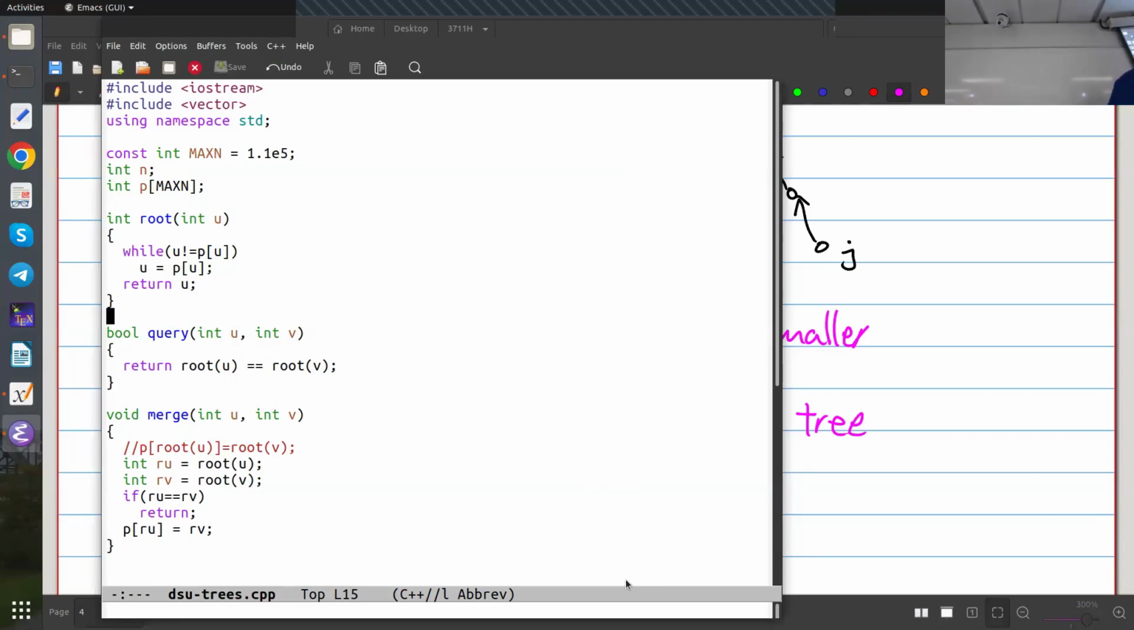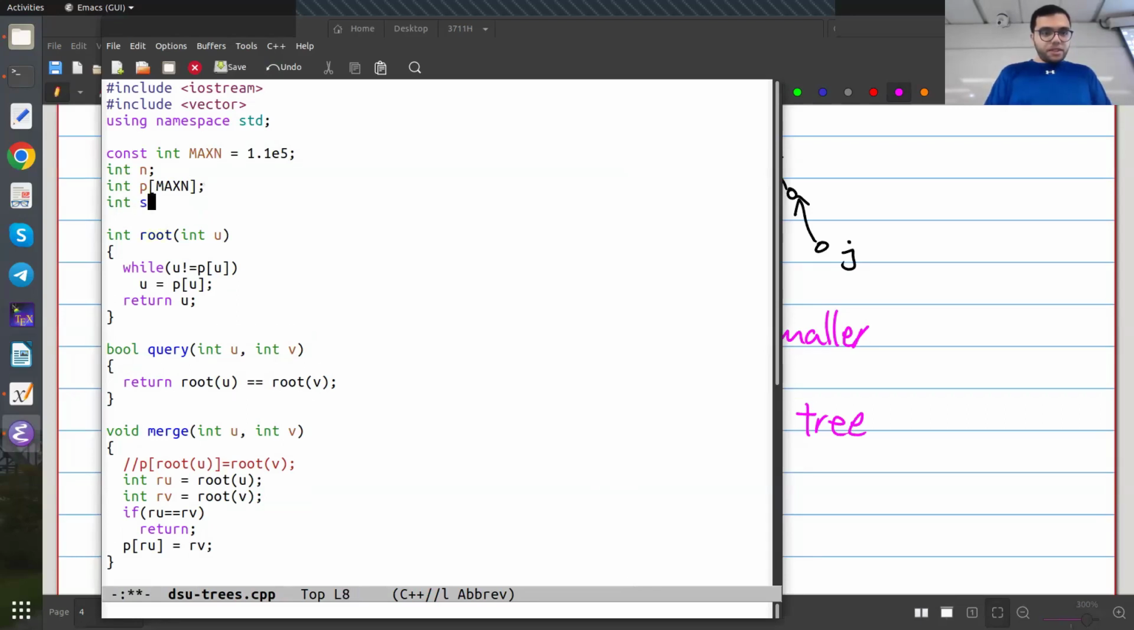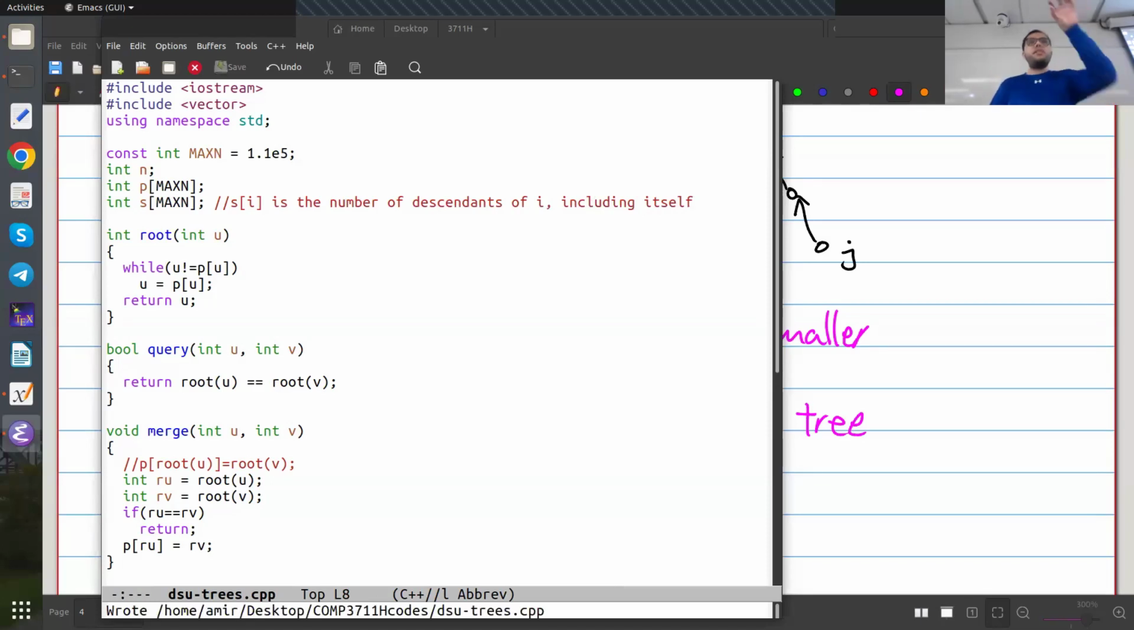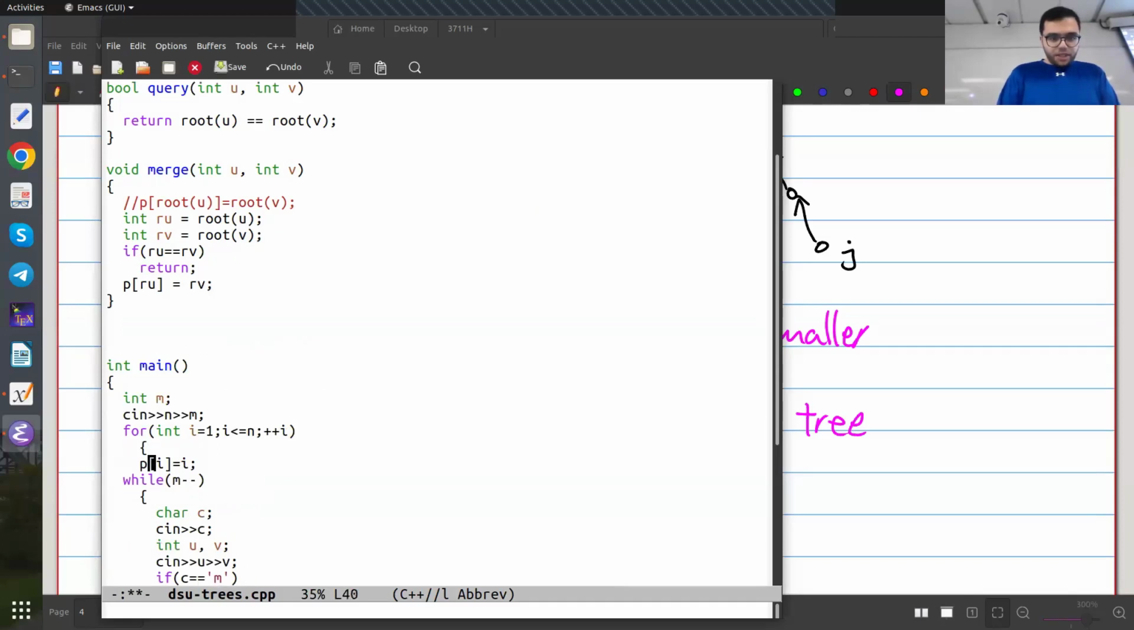Well, basically, I have to know the size of all these trees, right? So I'm just going to introduce something else. Let's say S, and basically S_i is the number of descendants of vertex i, including itself. So if I look at i and everything that is below it in its tree, how many vertices are there? That's what I'm saving in S of i.